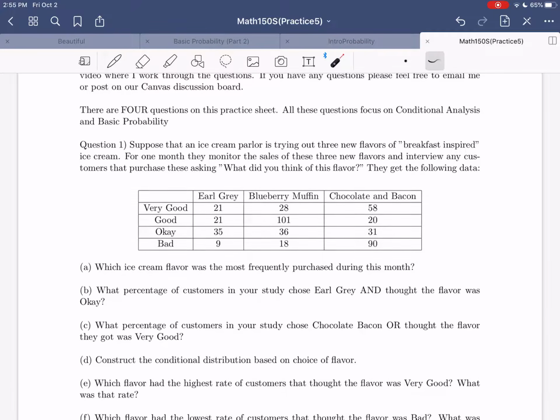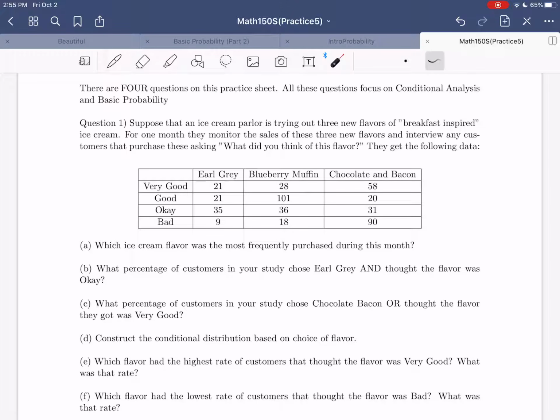So for question 1 here, we have an ice cream parlor that is trying out 3 new flavors of quote-unquote breakfast-inspired ice cream. For 1 month, they monitor the sales of these 3 new flavors, and they interview any customers that purchase these, asking, what did you think of this flavor? So they're asking the people who purchased these 3 special flavors, what did you think of the flavor? And they get the following data.